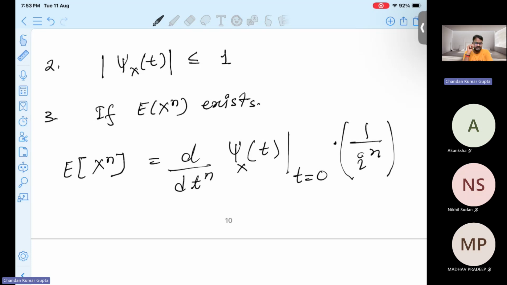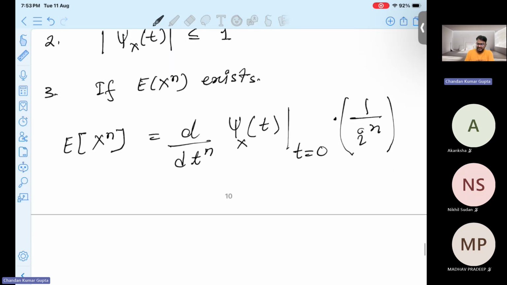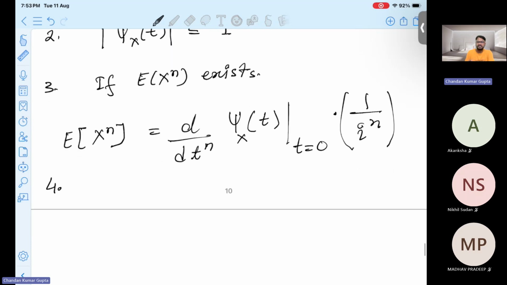Similarly, as the moment generating function is unique, our characteristic function is also unique. Actually, when you have the moment generating function, you can directly replace tX with itX. Then that is our characteristic function. So this is it.